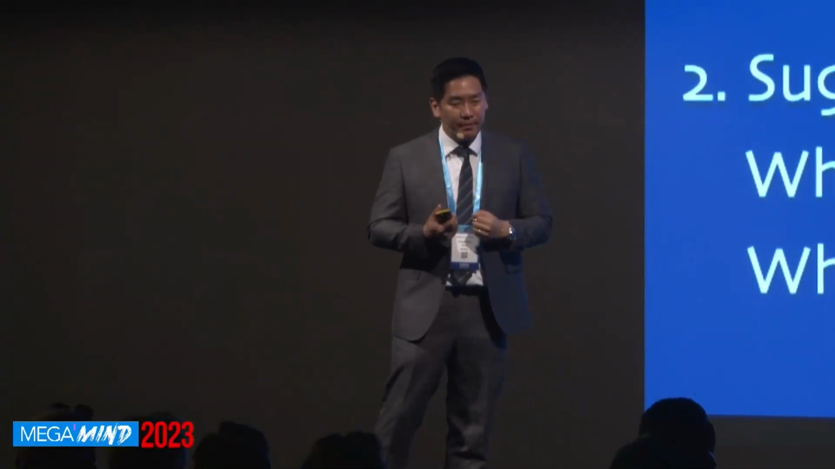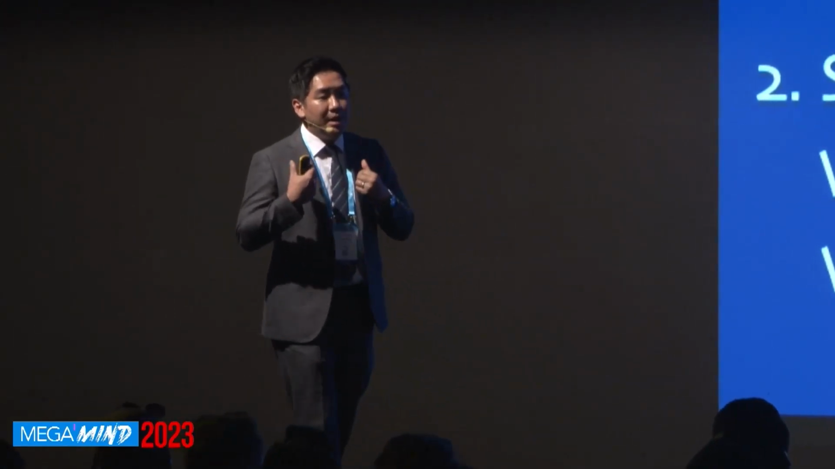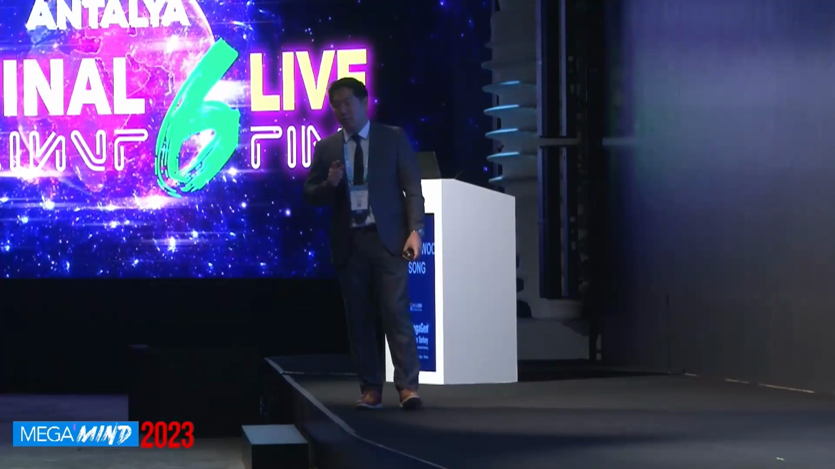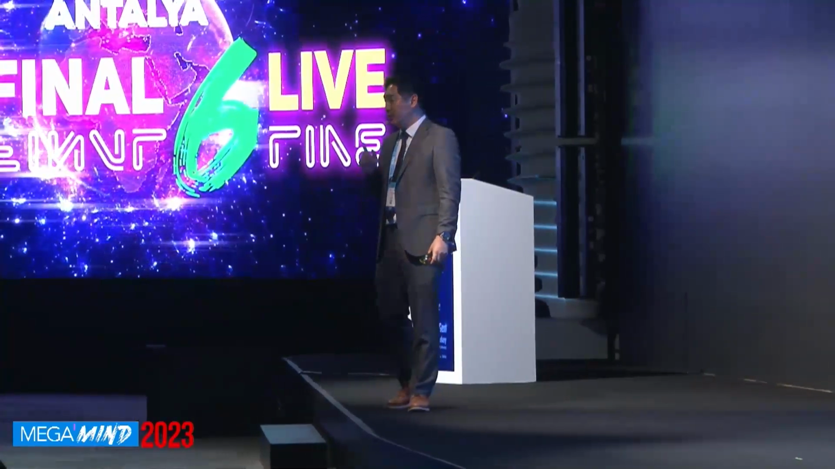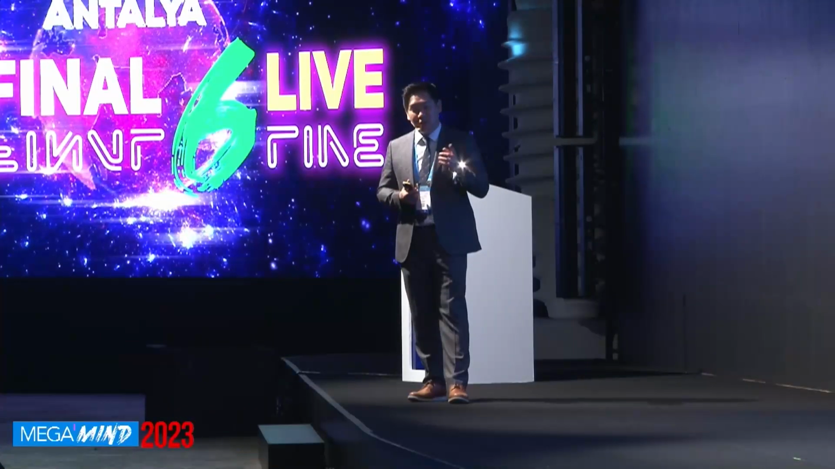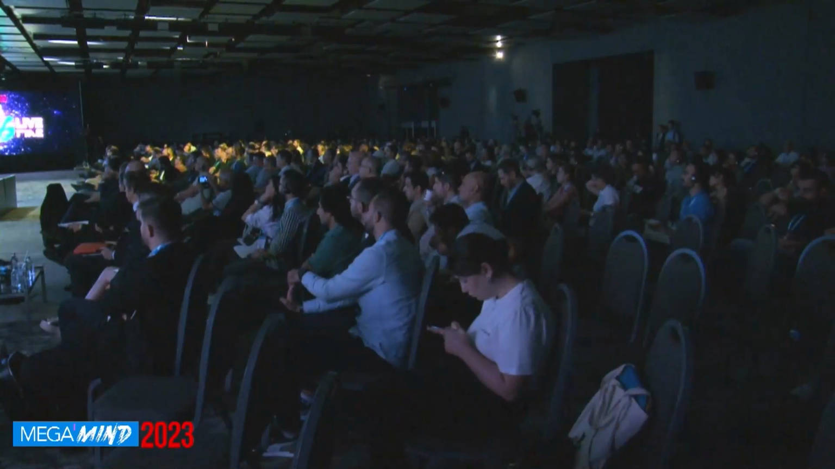control during the surgery. So my suggestion, based on the previous studies that we did and based on my clinical cases, is that when we plan to place the fixture along the socket wall, I would suggest using shallower ones, which could be represented by MegaMind blue diamond regular threads. And in case of planning to place the fixture in the middle of the socket, either one could be fine, but as I said, I like having better stability, so my preference is deeper ones. For example, MegaMind blue diamond deep threads.